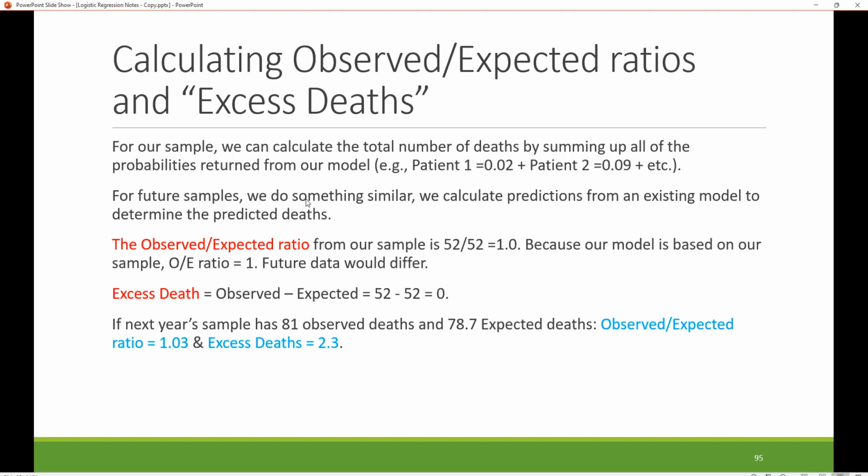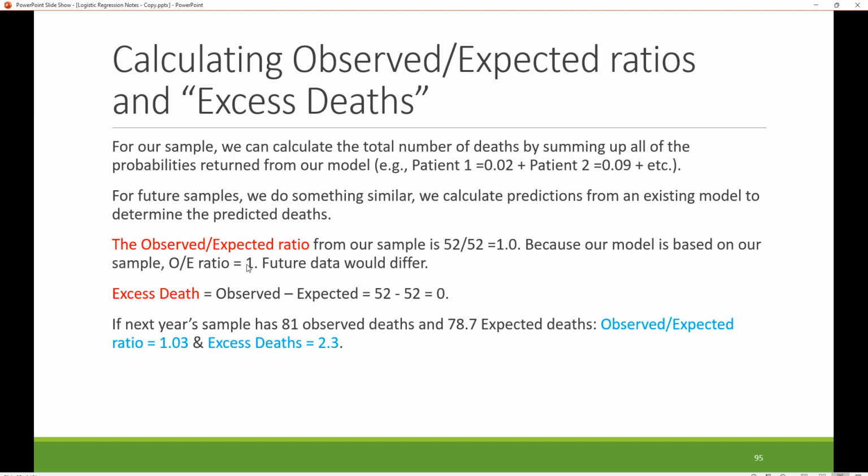For future samples, we do something similar. We calculate predictions from an existing model to determine the predicted deaths. So the observed expected ratio from our sample is 52 divided by 52, and that equals 1. Because our model is based on our sample, the OE ratio equals 1, and that would always happen for whatever data set you work off of. Maybe it would only not be identical if there's a rounding error.